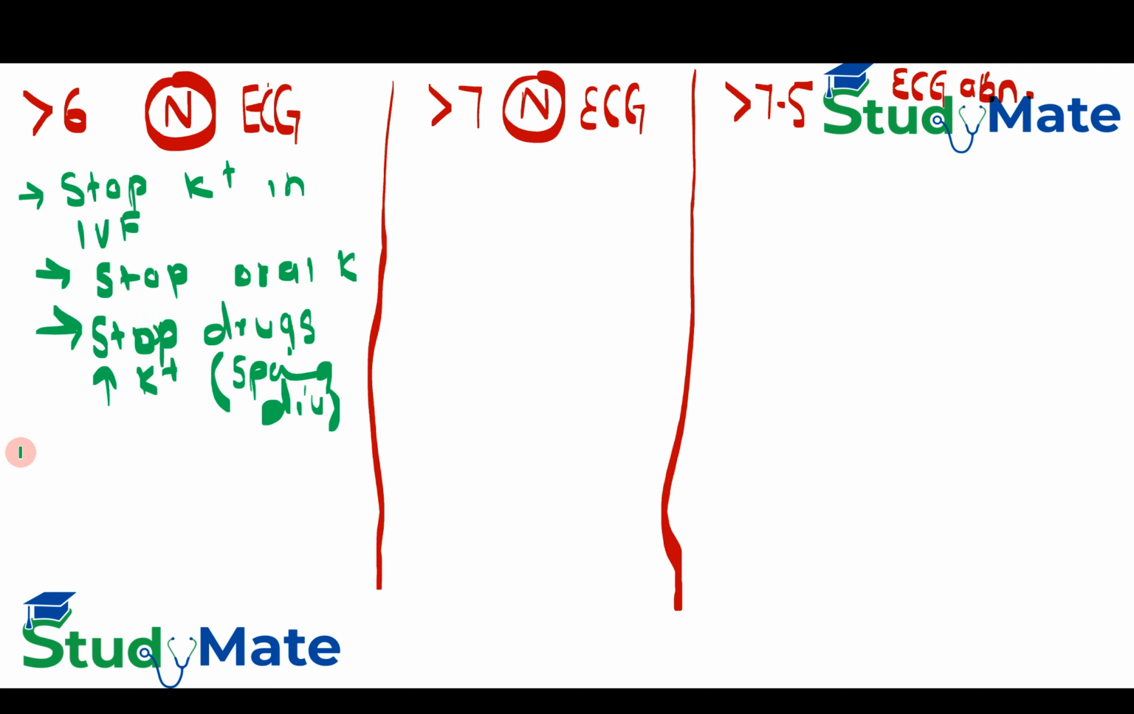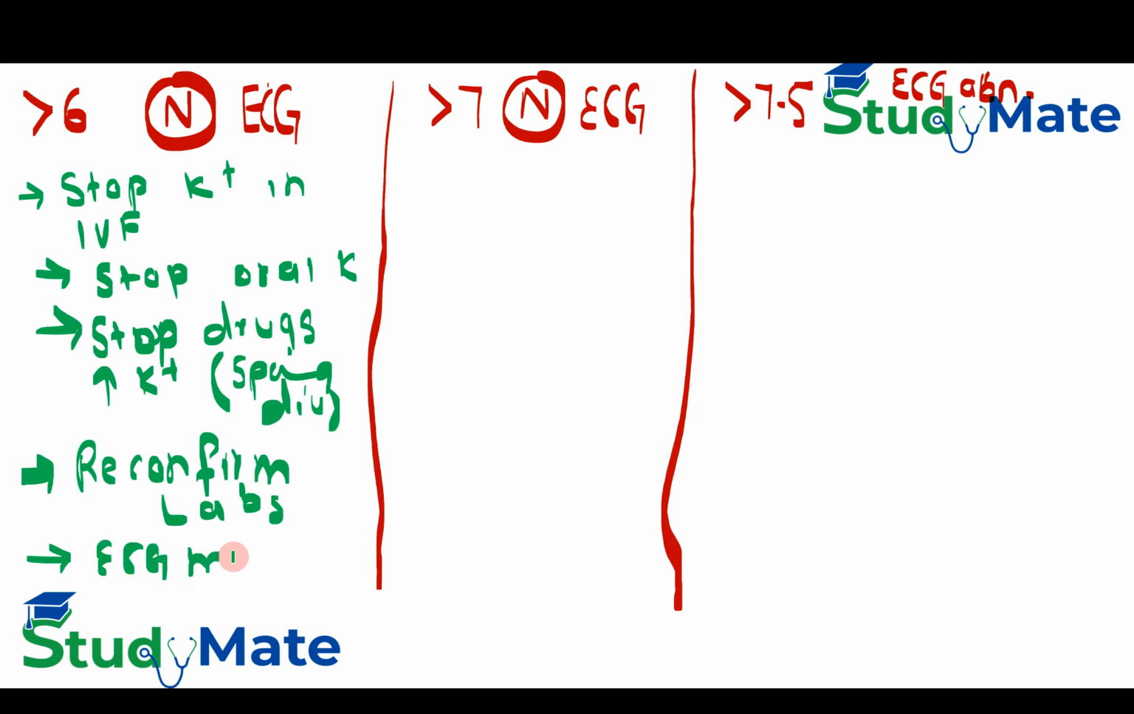Then you need to reconfirm the results, reconfirm the labs, send the labs again. And the third thing is ECG monitoring, because if ECG shows signs of hyperkalemia, then your management will definitely shift to this part. Clear?